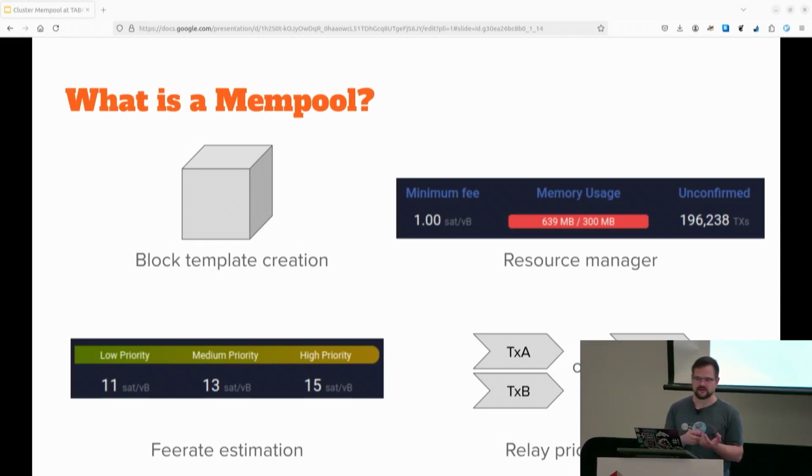And in case we have multiple transactions that we want to relay at the same time, we also use the information in the mempool to decide which ones we prioritize.